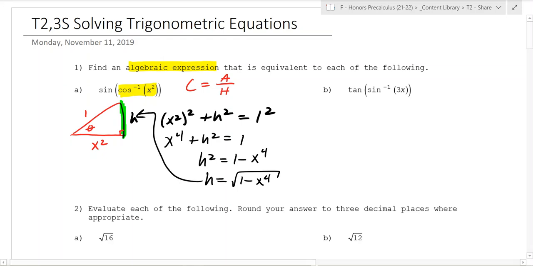And now the question is asking us to find the sine of this same angle. Remember, sine is equal to opposite over hypotenuse. So the opposite side is the square root of 1 minus x to the fourth, and the hypotenuse is 1. So the answer is just going to be the square root of 1 minus x to the fourth.